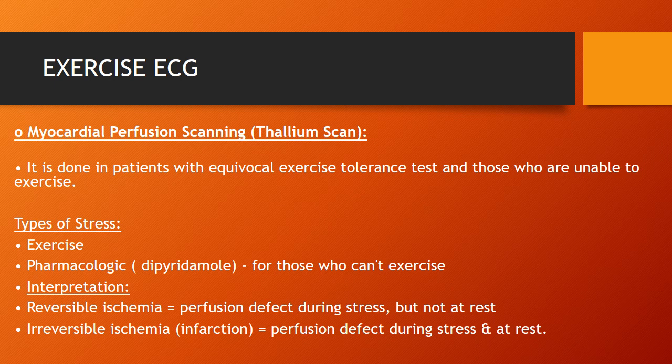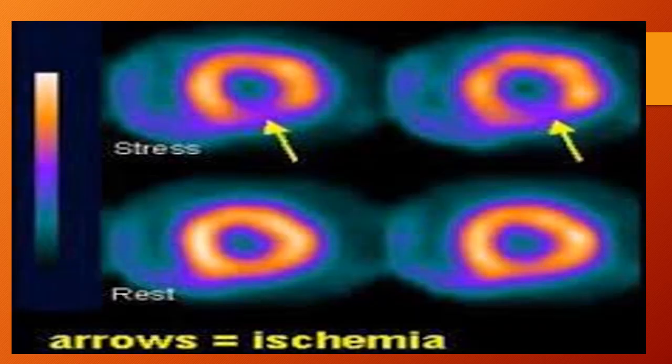In cases of reversible ischemia, the perfusion defect will only be seen during stress and not seen at rest. However, in case of irreversible ischemia or infarction, there will be a perfusion defect during stress as well as at rest. So you can see in this picture, after giving IV radioisotope, you can clearly see the perfusion defect. With the stress, there is a perfusion defect which is present and marked with a yellow arrow, and at rest there is no perfusion defect. It means it is a reversible ischemia.